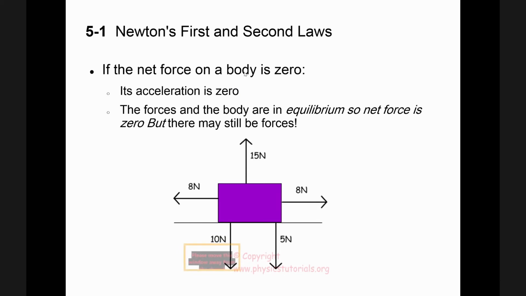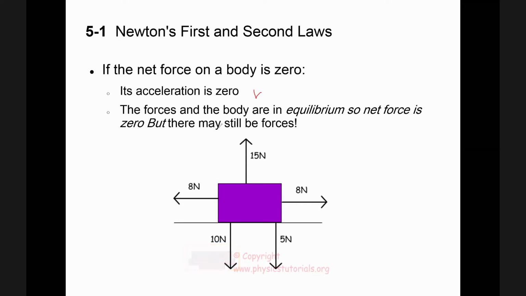If the net force on a body is 0, its acceleration is 0. I told you, a body could have individual forces, but if the net is 0, it means the acceleration is 0. So if the net force on a body is 0, then its acceleration should be 0. The forces and the body are in equilibrium, so the net force is 0, but there may still be forces.